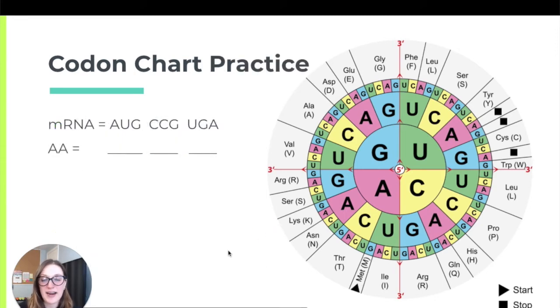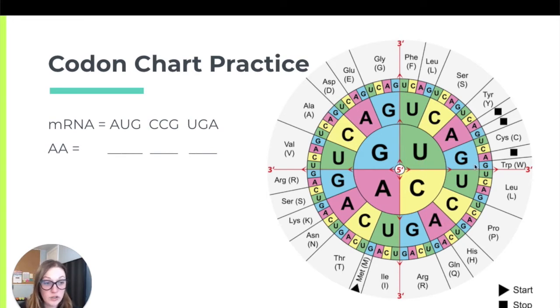All right, let's do some practice. Here is your mRNA sequence. Translate the mRNA bases into the amino acid sequence using this codon chart. Pause the video to do this. All right, let's check your work. Again, AUG codes for the start codon methionine. CCG codes for proline. You can also see that CCA, CCC, and CCU also code for proline. We will talk a little bit about the importance of that coming up when we get to genetic mutations.